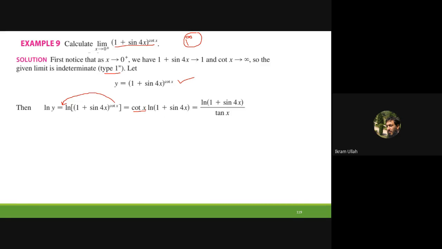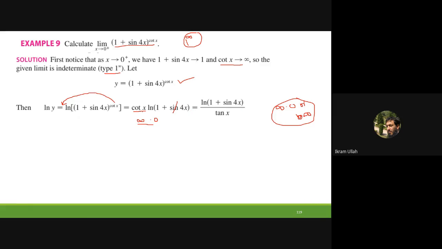Now by applying the limit, you can see that cotangent of 0 is infinity. And sine of 0 is 0, so 1 plus sine 0 is 1, and ln of 1 is 0. So this is the form infinity times 0, or 0 times infinity.